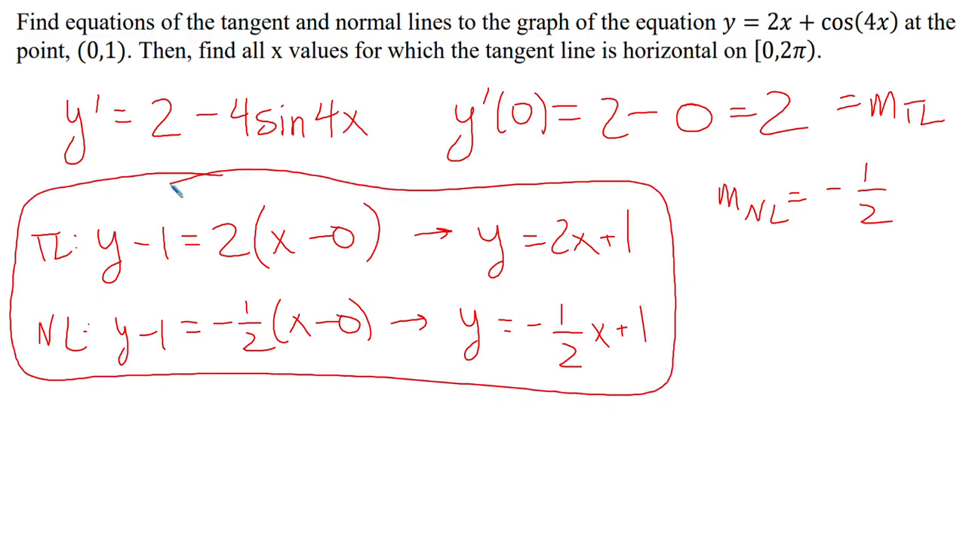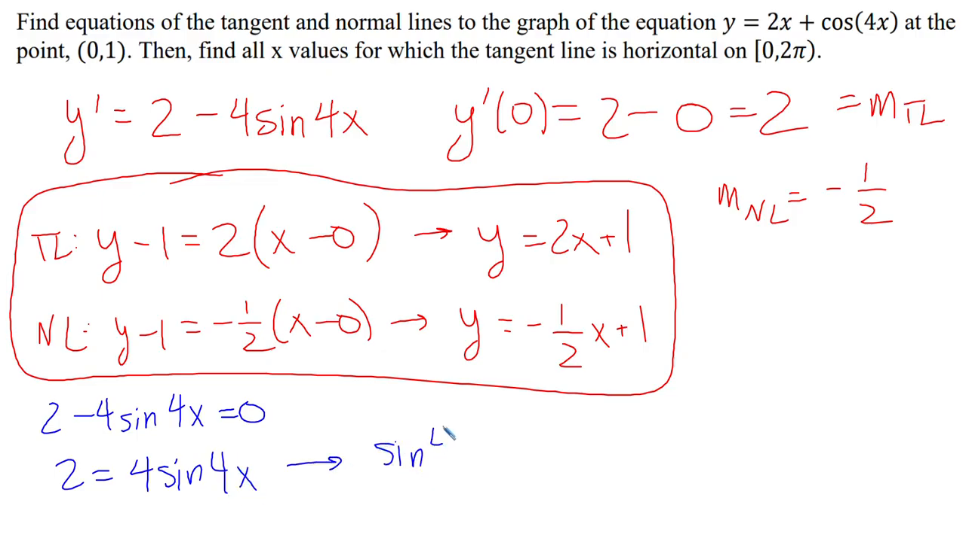Then the second part of this is to figure out the places where it has a horizontal tangent line on that interval. So we'll need to take our derivative, which is 2 minus 4 sine of 4x, and set that equal to 0. We're probably going to need another page for this, but we can see that'll give us 2 equals 4 sine 4x, or sine of 4x is equal to 1/2.